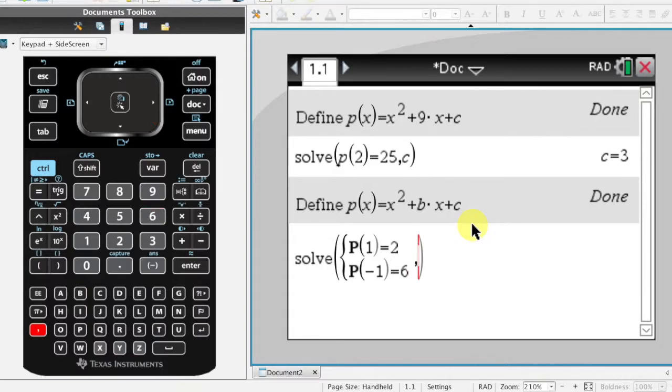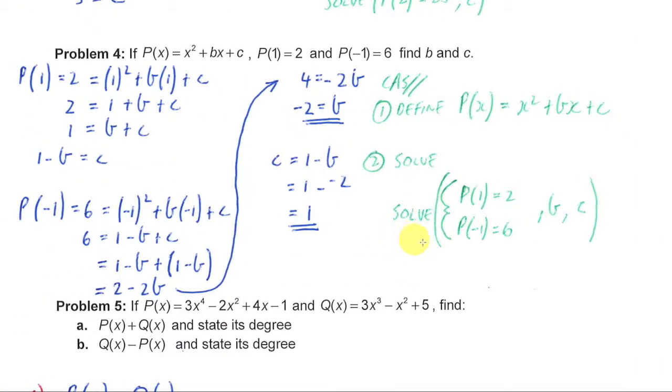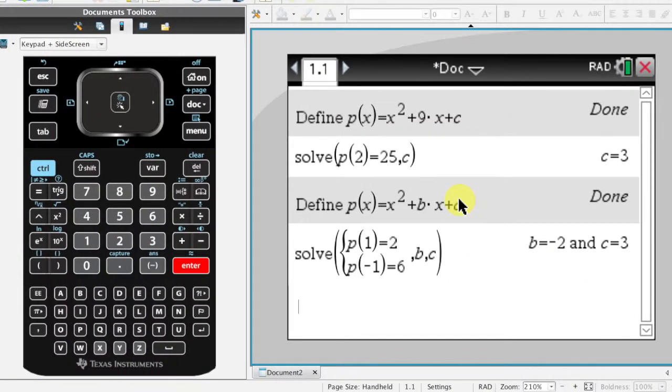I'm solving for A and I'm solving for B. So I've just defined the function, I've put in my 2 bits of information, and I'm solving for the unknown A and B. Now I've incorrectly put in A and B here, but of course what it should be is B and C. So it's good just to double check everything. And here's my question. Hit enter. And you can see that B is equal to negative 2, C is equal to 3.